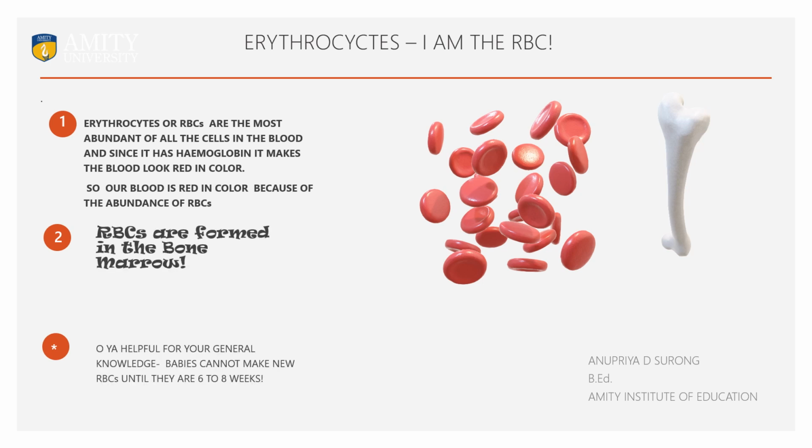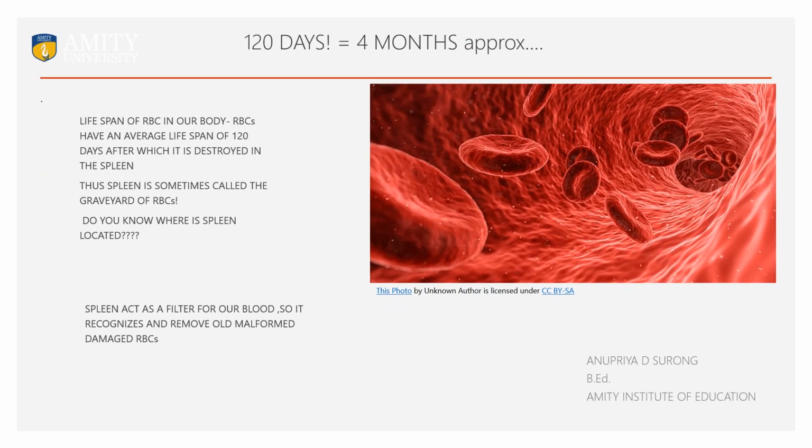Oh yeah, helpful for your general knowledge, as we are talking about bone marrow, babies have the RBCs in the fetal bone marrow. However, babies cannot make new RBCs until they are 6 to 8 weeks. RBCs have an average lifespan of 120 days, after which they are destroyed in the spleen. Thus, spleen is sometimes called the graveyard of RBCs.